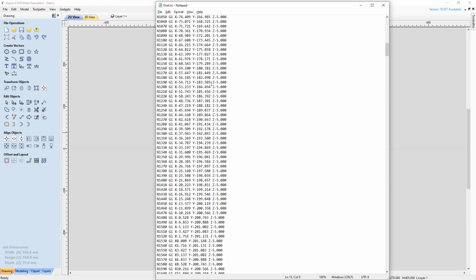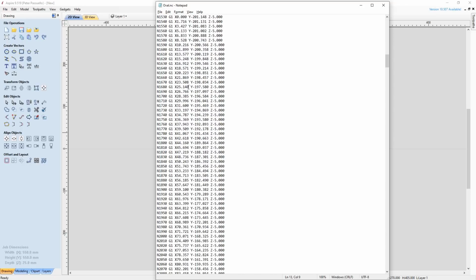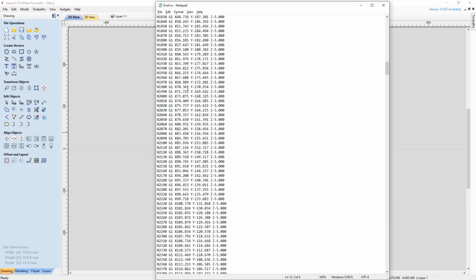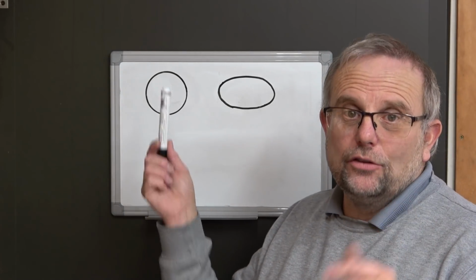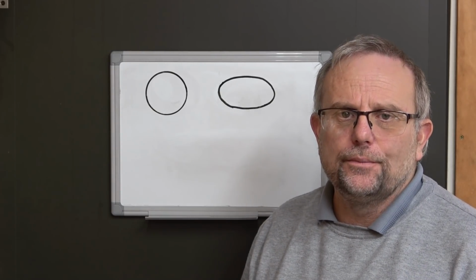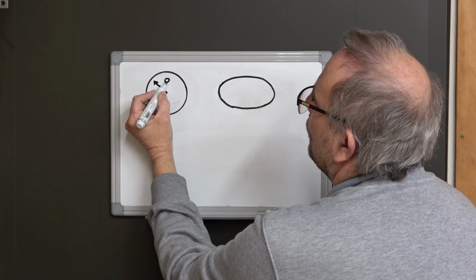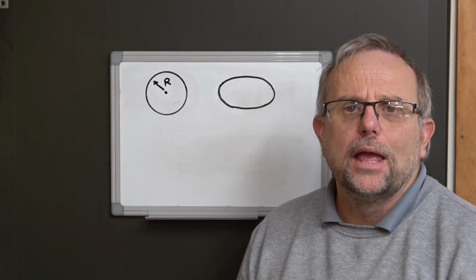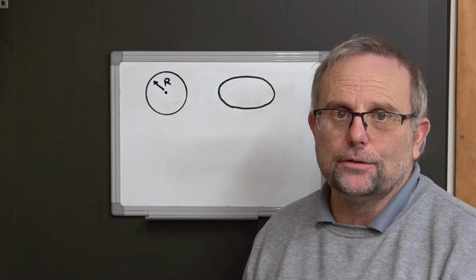Now when we look at the G-code, we can see that the G-code is made up of a whole series of G1 moves. G1 is a straight line. So why is our oval output as a series of straight lines? It all comes down to the fact that while all circles or parts of circles are arcs, not all arcs are circles. A circle has a defined center point and a radius. An arc does not have a defined center point with corresponding radius.